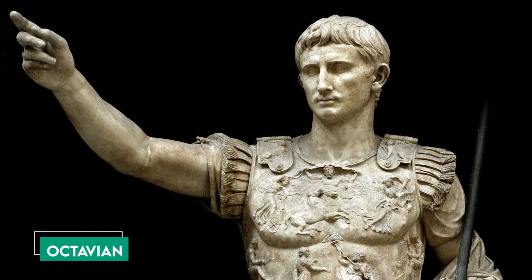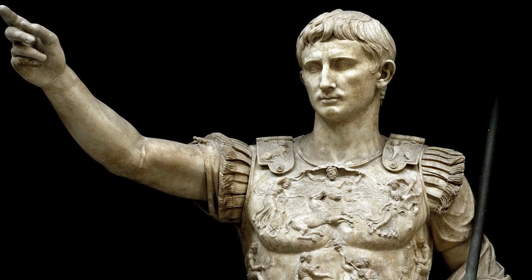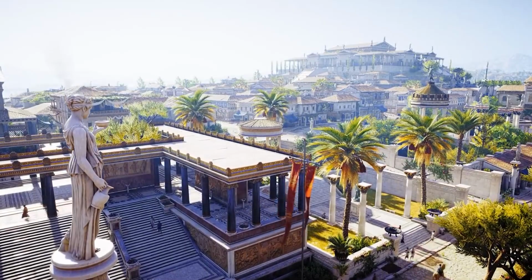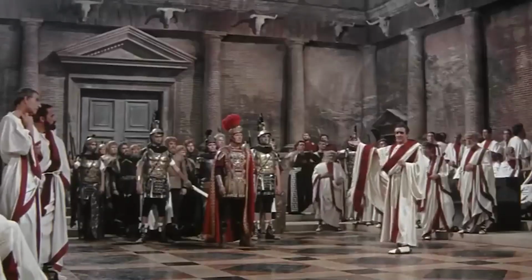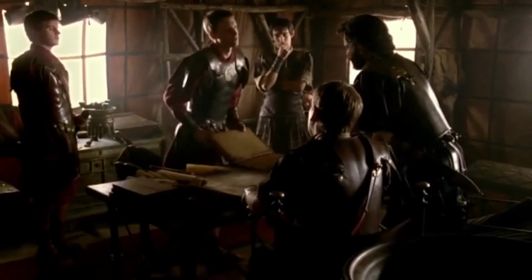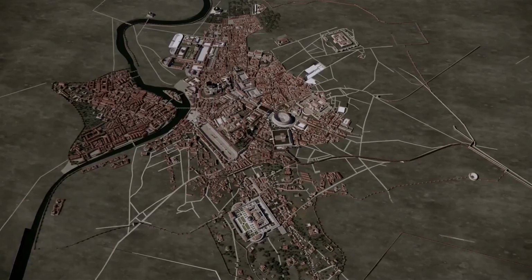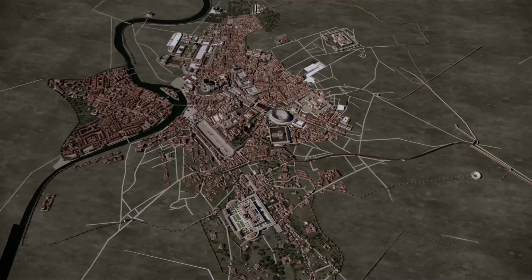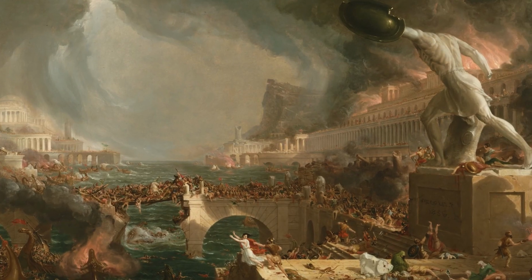Ultimately, Octavian, Caesar's adopted son, emerged victorious, marking the inception of the Roman Empire. The complex interplay of political maneuvering, military prowess, and the clash of ideologies during this pivotal period laid the foundation for the empire's subsequent trajectory and eventual decline.